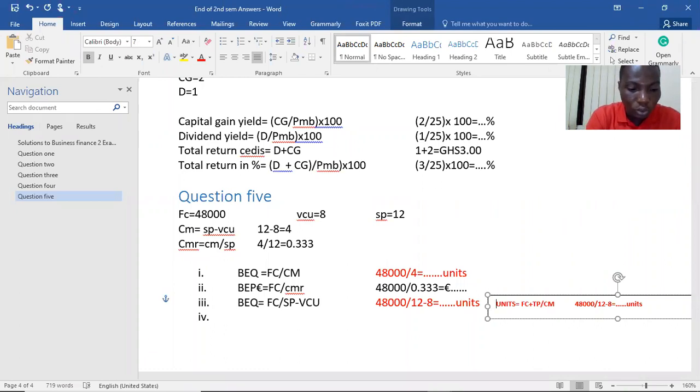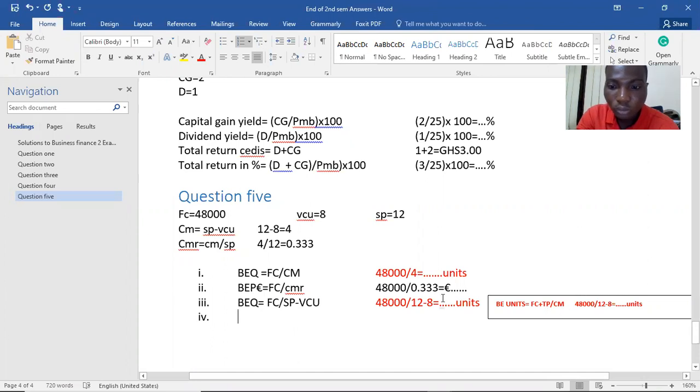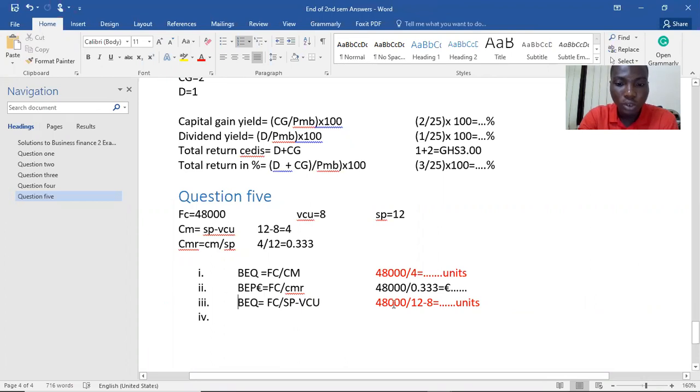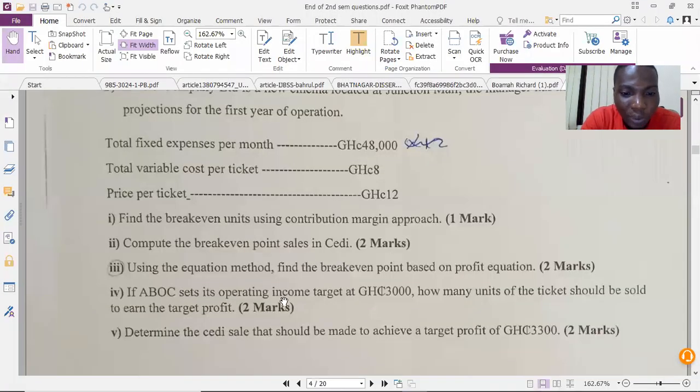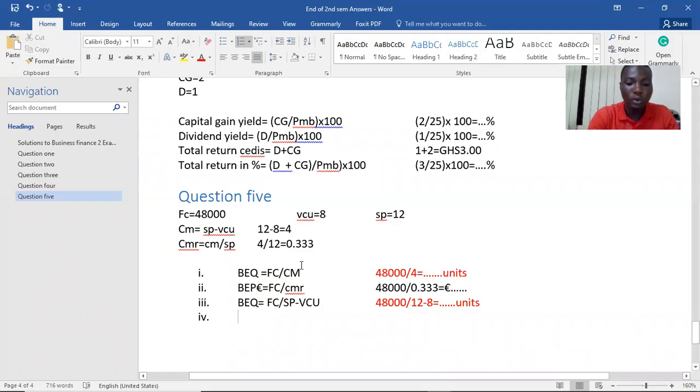So as I was saying, break-even in units, let me even delete this one, because this one is the equation method, and this is the contribution method over here. Good, I'm good to go. Now IV, if the company sets an income target at 30,000, how many units will be sold to make this particular income? So this is where we are going to find the profit level units.